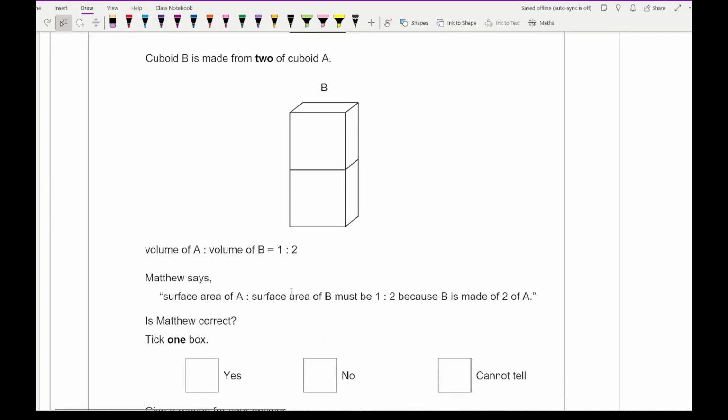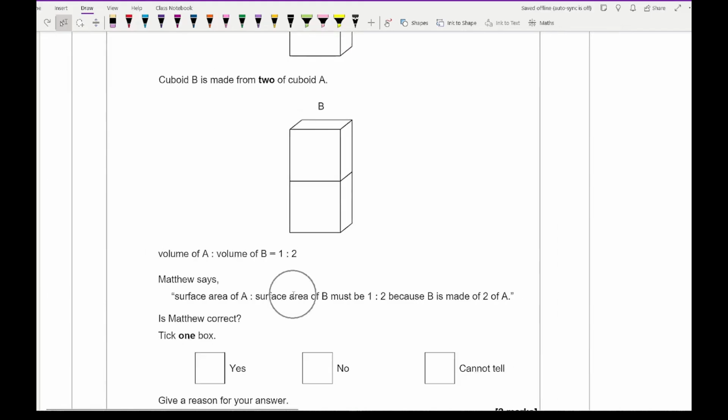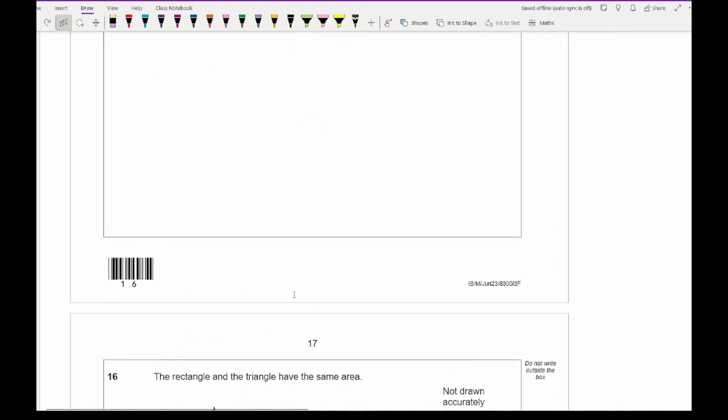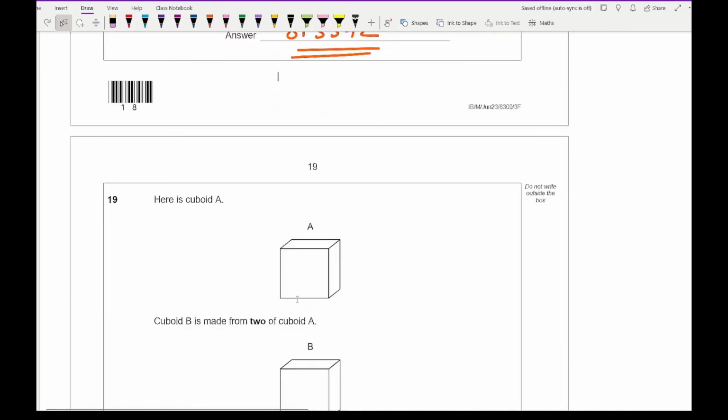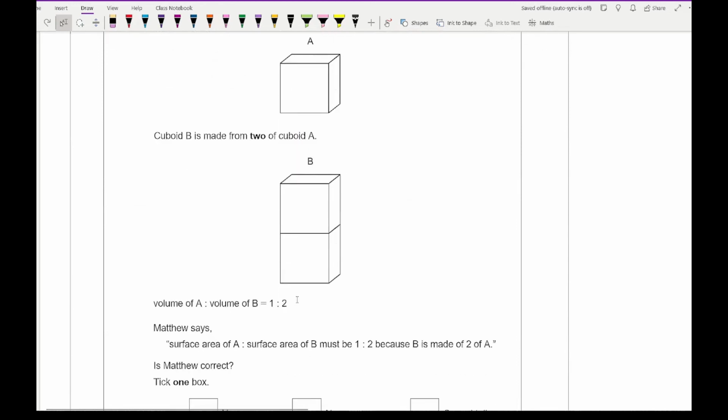Is Matthew correct? So for this, if I just zoom out so we can see all of it in its entirety, of course it's going to reset every time I do that. So looking at this particular question, we want to work out the surface area of each of the shapes. Now the surface area for A is the area of each of the faces. So here, we count the number of squares, that's going to be 6 squares.